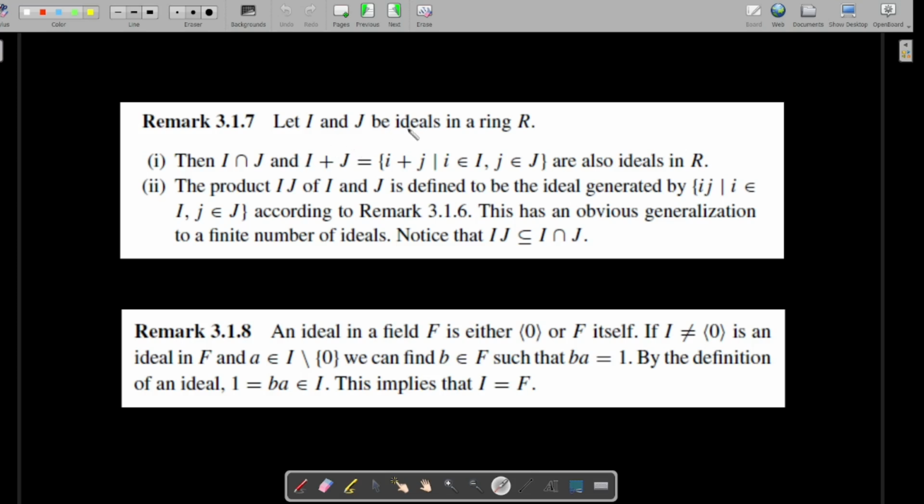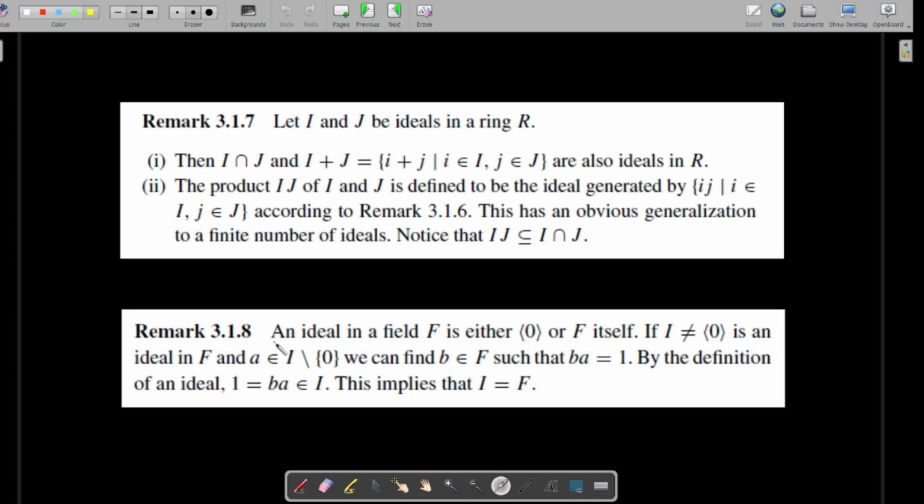And some trivial results here, you may check that if I and J are ideals in a ring R, then I intersection J and I plus J defined in this way are also ideals. And the product I times J is defined to be the ideal generated by the set of all ij such that i belongs to I and j belongs to J. These trivial results are left to you as homework.